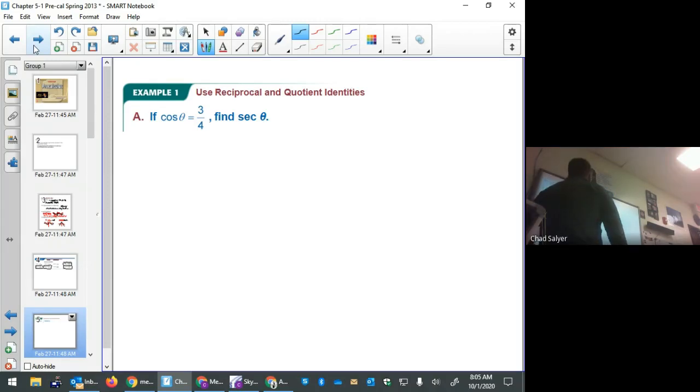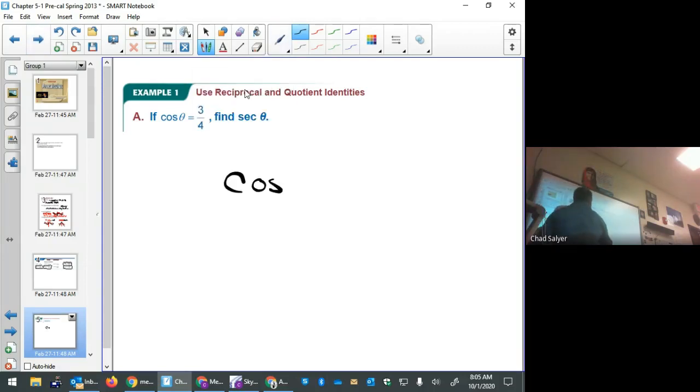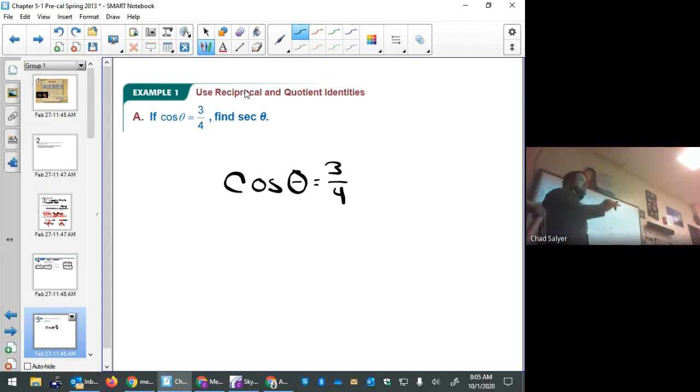So using reciprocal and quotient identities, if the cosine of theta is 3/4, find secant theta. In chapter 4, we would have created a reference triangle. Then we would have used the information that secant is the inverse of the cosine, so it's going to be hypotenuse over adjacent. Then we would take from our reference triangle the hypotenuse and the adjacent and plug those in and problem solved.